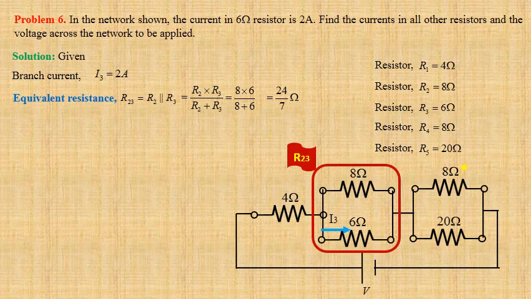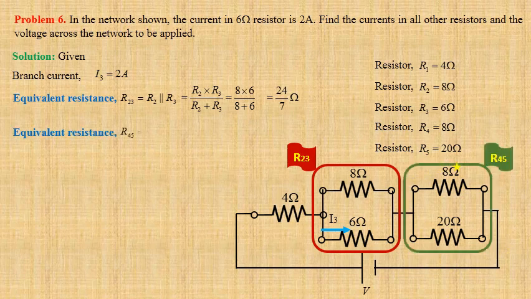Also resistors R4 and R5 are connected in parallel. Their equivalent resistance R45 equals R4 parallel with R5, that is equal to R4 into R5 divided by R4 plus R5. Using values we get 8 into 20 divided by 8 plus 20, that gives us 40 upon 7 ohm. Here resistors R1, R23 and R45 are connected in series.